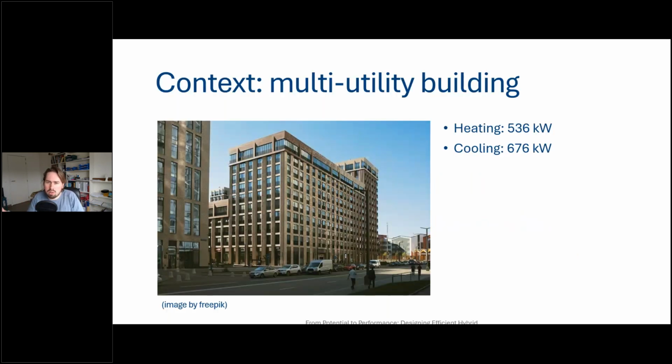So to give you the context, imagine you have a very large multi-utility building with 536 kilowatts of heating and 676 kilowatts of cooling, and you simulate your borefield and you find out that you need 130 boreholes, 150 meters, in order to sustainably heat and cool this building and stay between certain temperature limits.